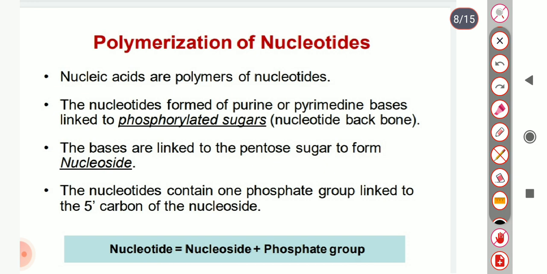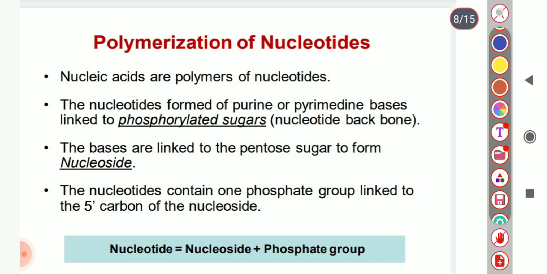Polymerization of nucleotide. Nucleic acids are polymers of nucleotides. The nucleotide is formed of purine and pyrimidine base linked by phosphorylated sugar, and the bases are linked to the pentose sugar of the nucleoside. The nucleotide contains one phosphate group linked to the 5 prime carbon of the nucleoside. You can see this prime structure, and this is called 5 prime.